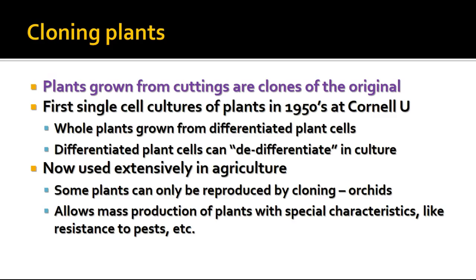There are some plants that reproduce best by cloning, for instance, orchids, also seedless grapes and things like that. It also lets you mass produce plants that have special characteristics. And so this is used quite a bit in agriculture already.